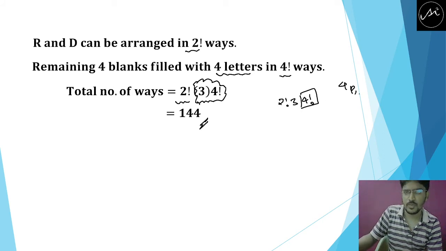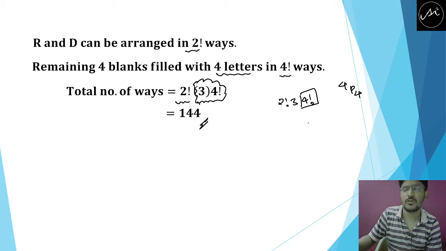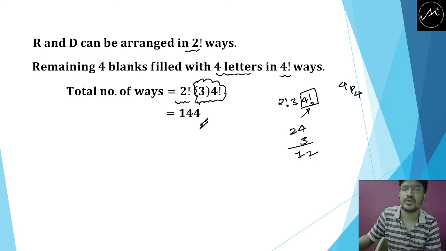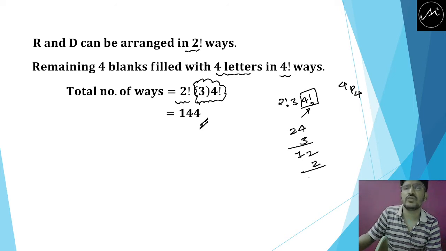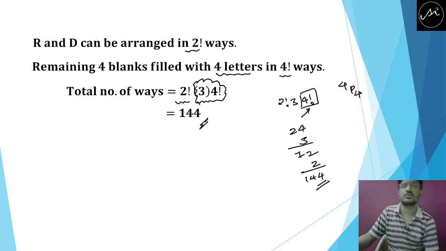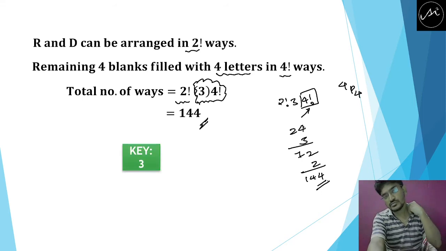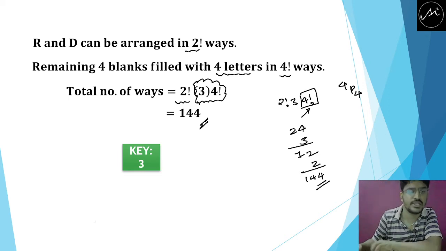So 2 factorial times 3 times 4 factorial, that is 4P4. Now 4P4 is nothing but 4 factorial. So 4 factorial is 24, into 3 that is 72, and 72 into 2 will be 144. So 144 will be the right answer. So answer key 3 is the correct answer.